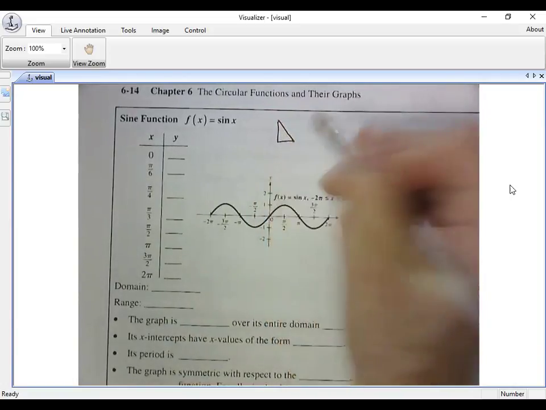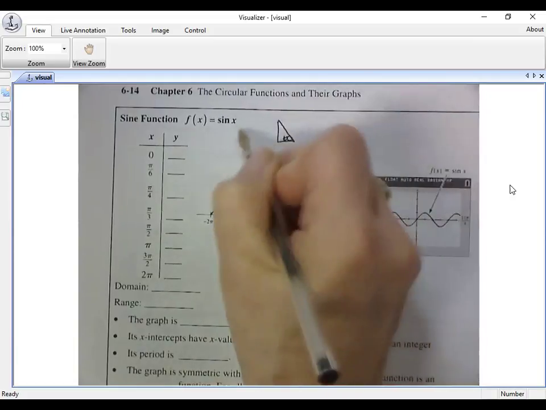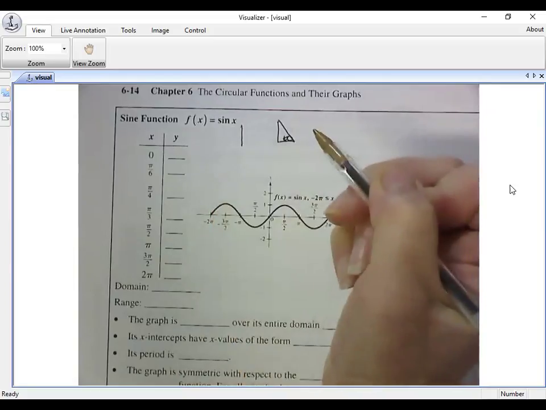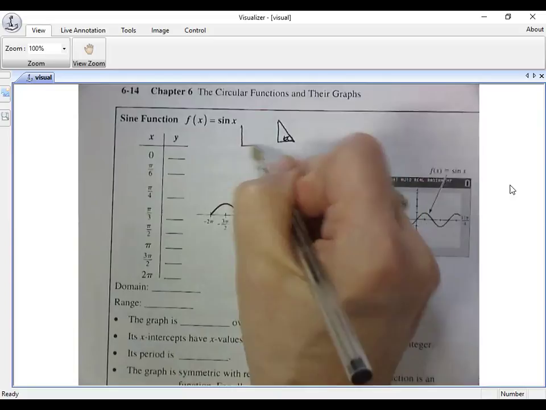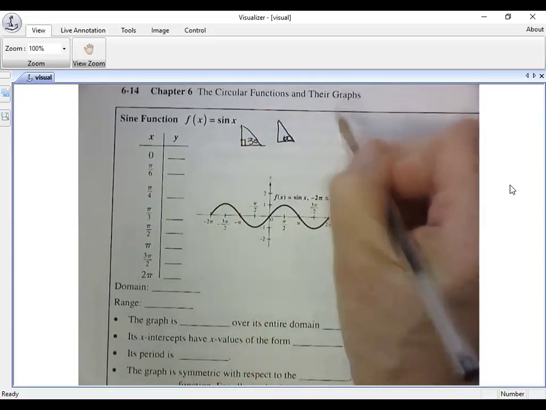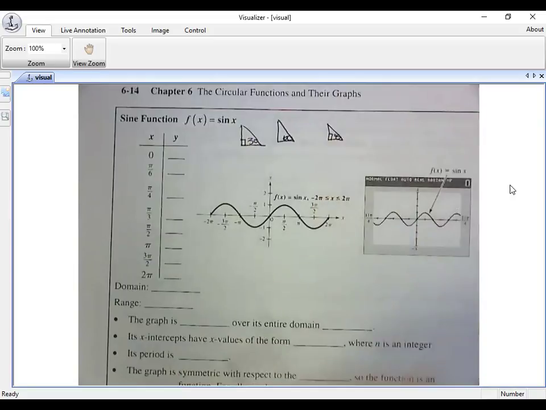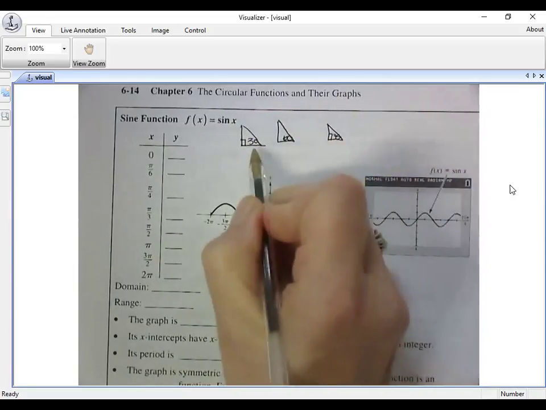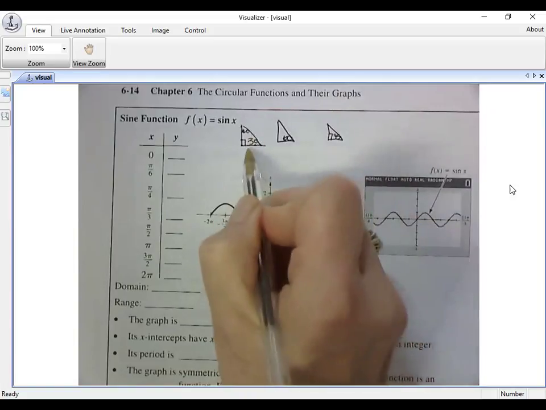So if this was 60, we could do one where we had a 30 degree, and then we could also do one with a 45. Okay, so let's go through and see if we can label these ratios. If this is 30 and this is 60, tell me how long this side would be right here.